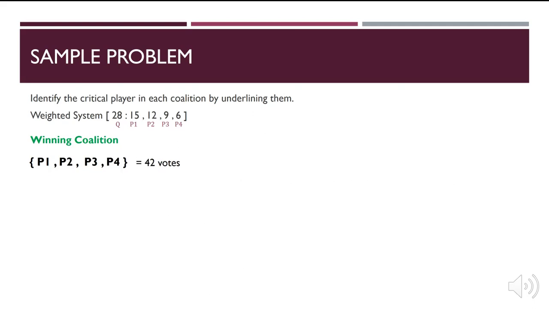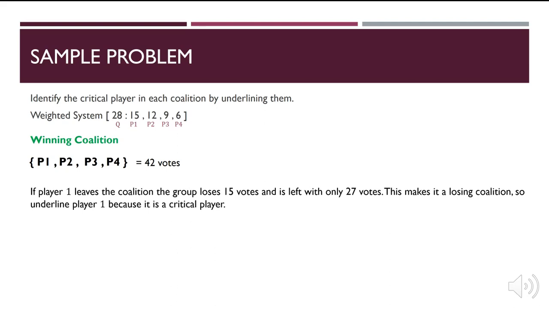That brings us to our four-player coalition. Maybe everyone's critical, maybe no one's critical, maybe one or two players are critical. We have to go through the player-by-player analysis. And we see that if player 1 takes their 15 votes, 42 minus 15 leaves 27. The team goes from winning to losing. Again, that is the definition of a critical player. And we underline player 1.